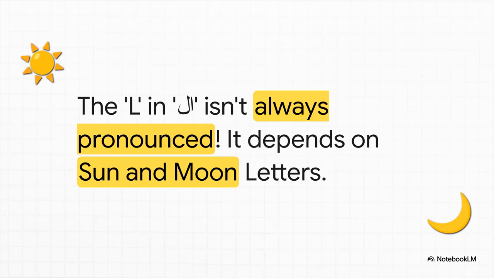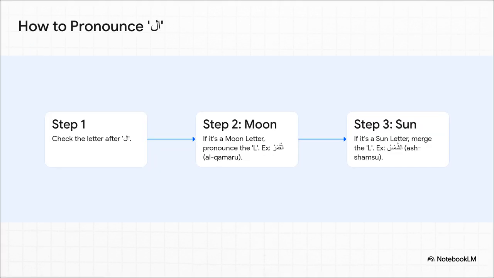But, of course, there's a little twist to this rule, a cool one. That L sound you hear in al, well, sometimes it just disappears, and it all depends on the very next letter in the word. This is where we get into something called sun and moon letters. Let's break it down. Here's how it works in 3 easy steps. First, you just look at the letter right after al. Now, if it's a moon letter, like in the Arabic word for moon, al-kamaru, you can clearly hear that L. But if it's a sun letter, like in the word for sun, ash-shamsu, the L goes silent, and you basically just double the sha sound instead.